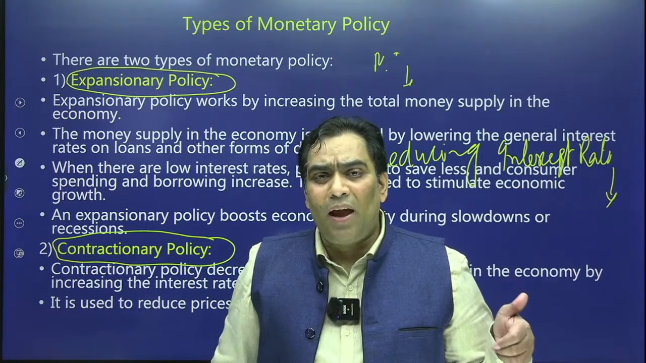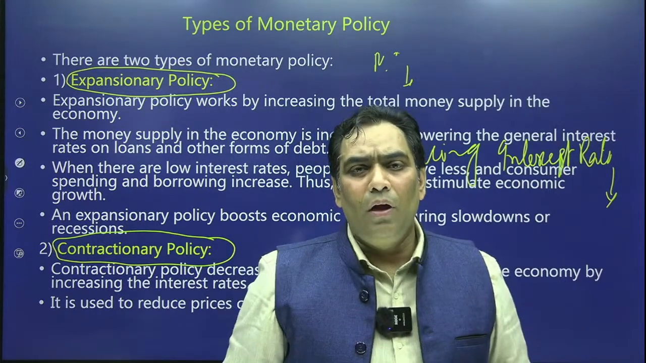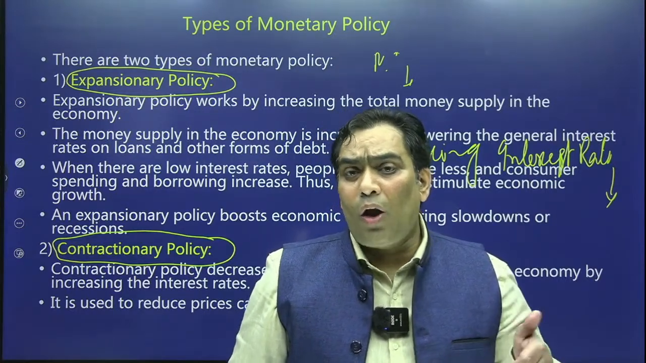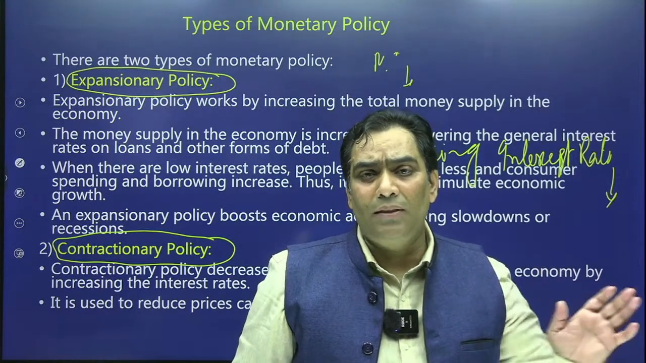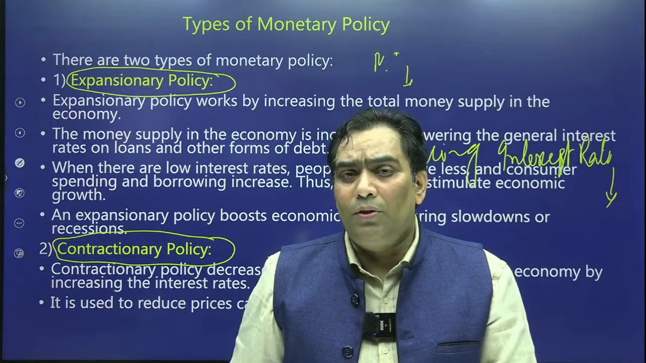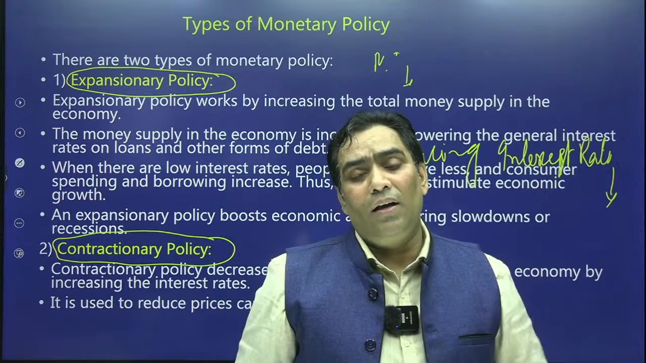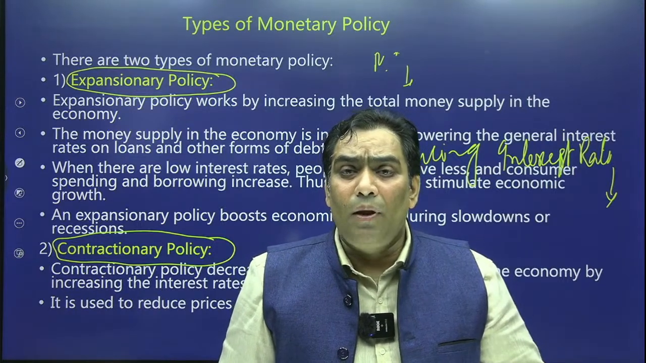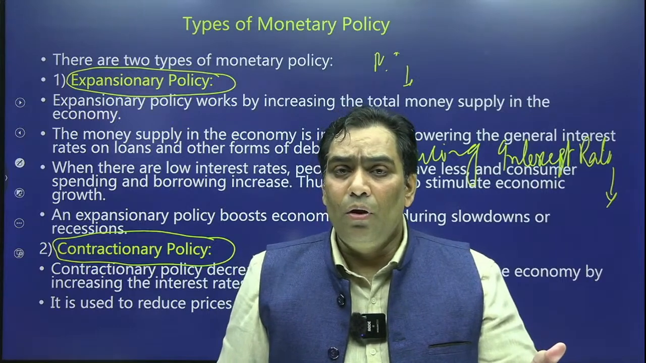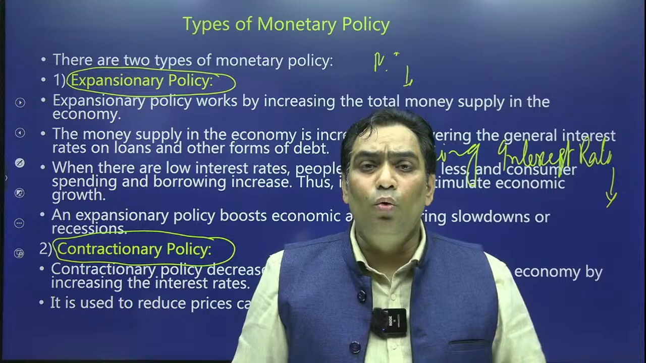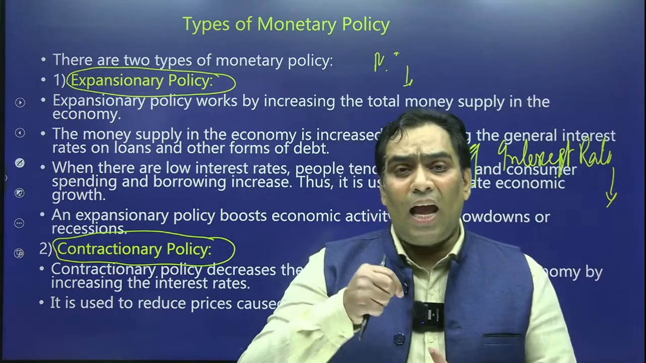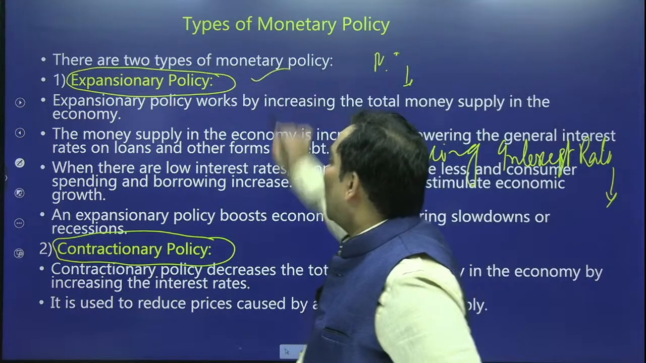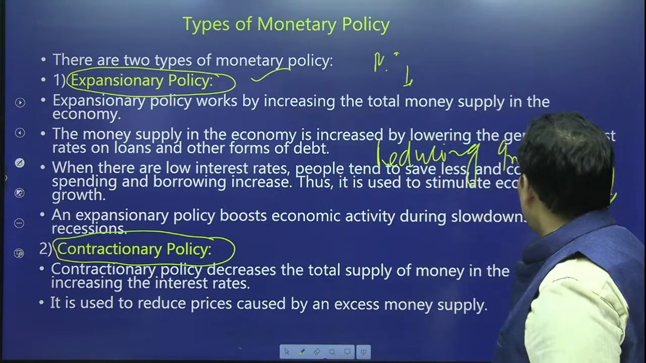RBI is going to adopt expansionary monetary policy when there is slowdown in the economy. Under that policy, RBI will reduce the interest rate in the economy, so that loans for the business sector will be cheaper, which will motivate them to take loans and to do business activities, which will increase the economic growth rate in the economy. That type of policy is known as expansionary monetary policy, and we discussed it already.